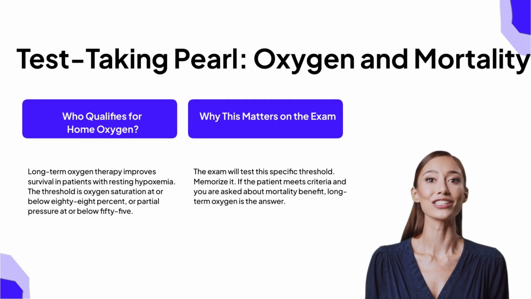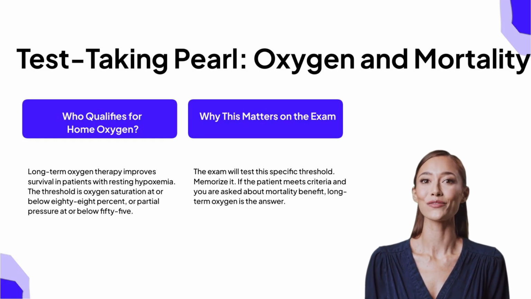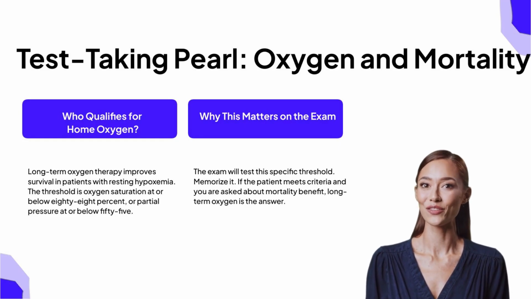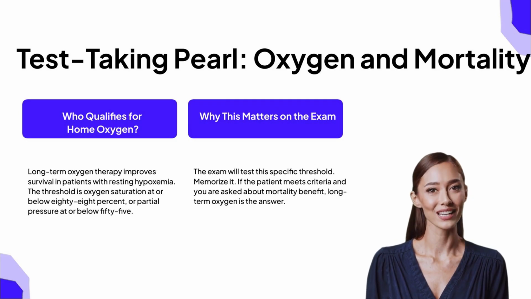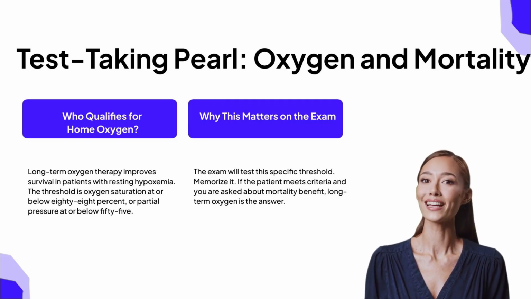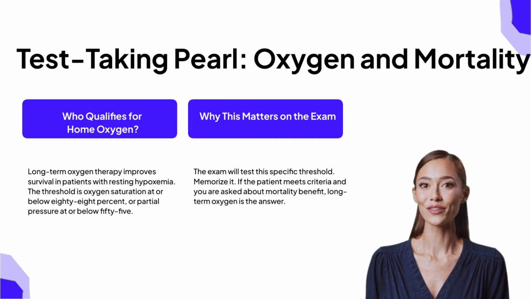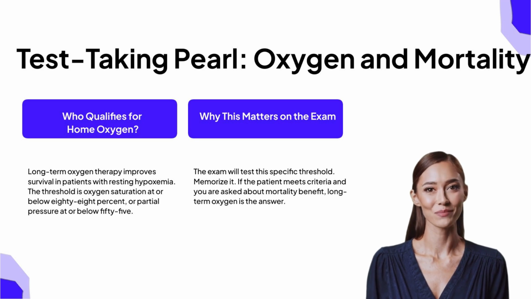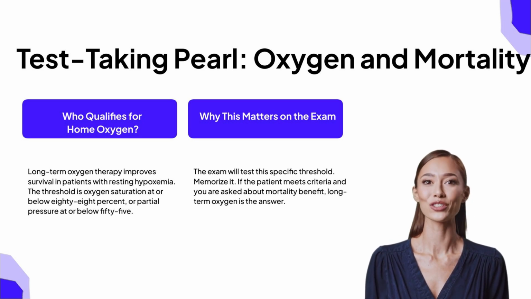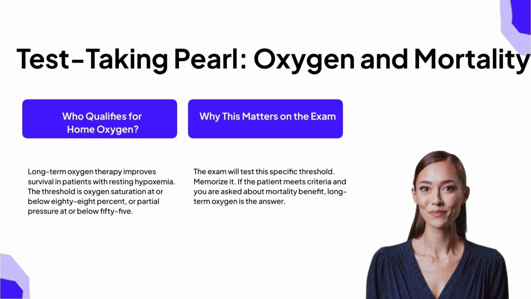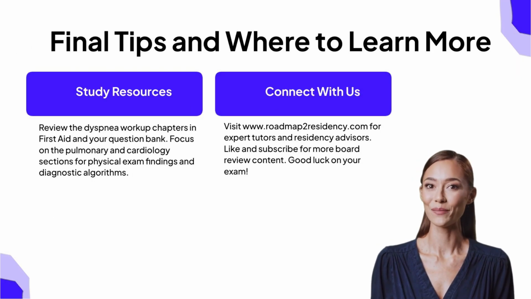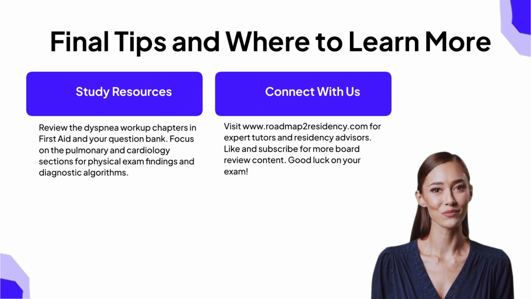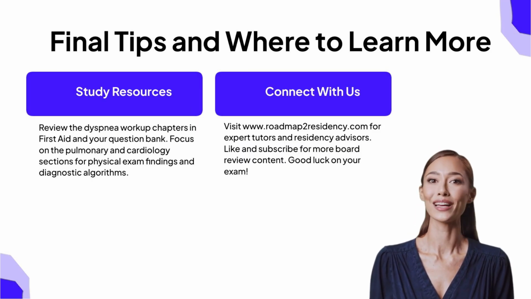Oxygen therapy and mortality is a favorite exam topic. Know the specific thresholds. SpO2 of 88% or less, or PaO2 of 55 mmHg or less at rest, qualifies a patient for long-term oxygen therapy with mortality benefit. The exam may give you exact numbers and ask if the patient qualifies. Also know that nocturnal oxygen for isolated sleep desaturation and ambulatory oxygen for exertional desaturation have not been shown to improve survival.